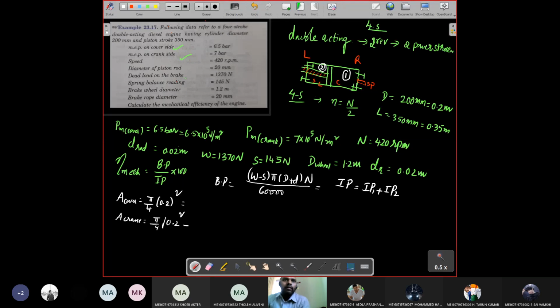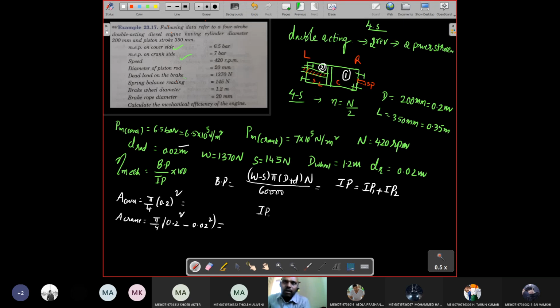Yes or no? This is the crank side. Pi by 4 into 0.02 whole square means this area squared minus this area squared. Pi by 4 I can take common. Now I got two areas, right? Now what is the formula for IP?